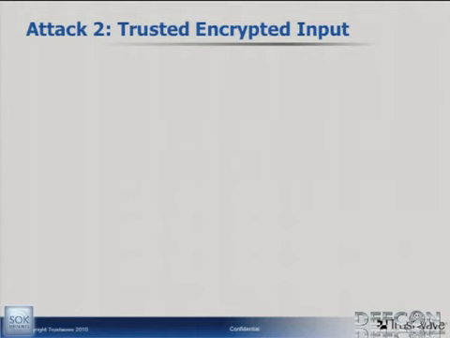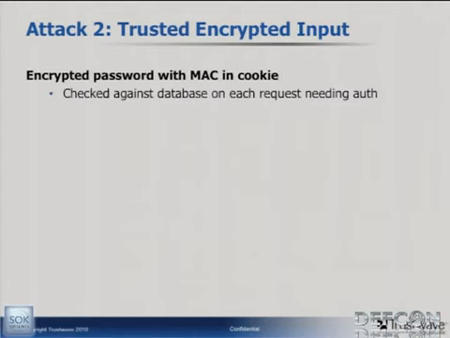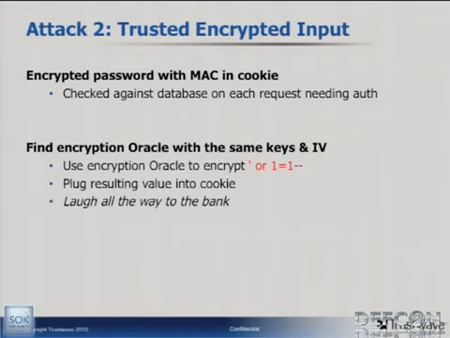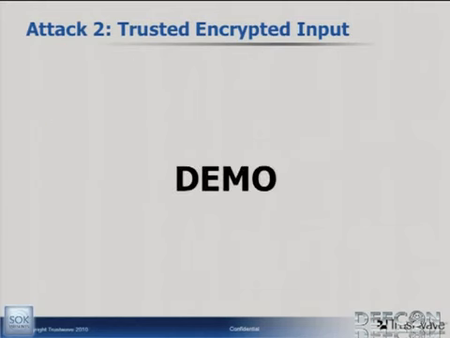Why spend the cycles? So let's say that you have an encrypted password MACed in a cookie, like this auth cookie that we're talking about. And that's checked against the database on each request needing authentication. And you find an encryption oracle somewhere else that allows you to encrypt arbitrary data. So you encrypt single quote or 1 equals 1, let's say it's just the password that's in this cookie, and then plug the resulting value into the cookie. Well, that's ugly. So let's take a look at this in action.